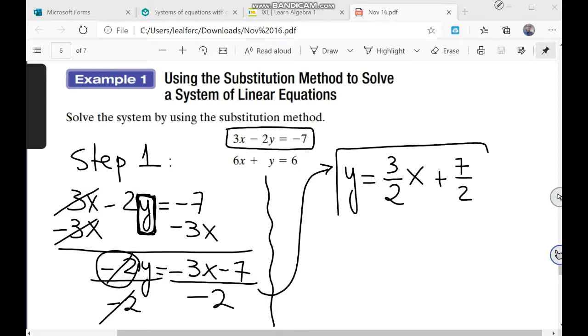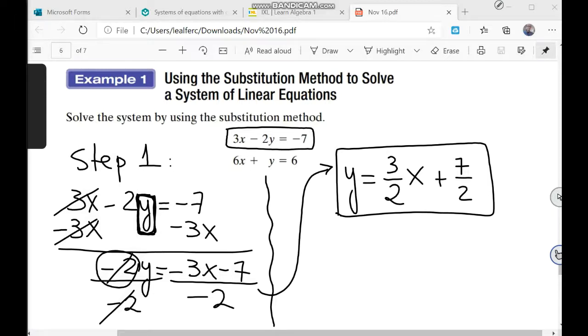This is the result for the first step of the substitution method. We isolated y, we found the equivalent equation for y. And this is what we will work on today in the quiz. Only the first step.